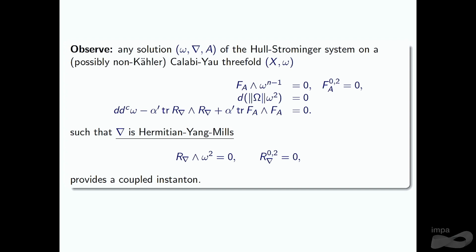Okay, as I mentioned, any solution of these coupled instanton equations actually gives you a solution of the Hull-Strominger system in the ordinary sense, with the caveat that you really need to consider the connection on the tangent bundle to be Hermite-Yang-Mills. If you are not an expert, forget about this slide, but I just wanted to mention this.